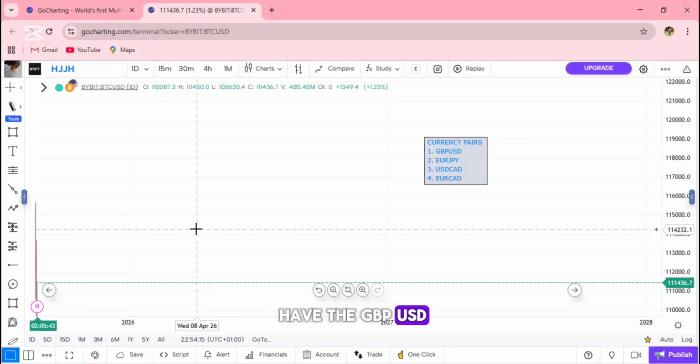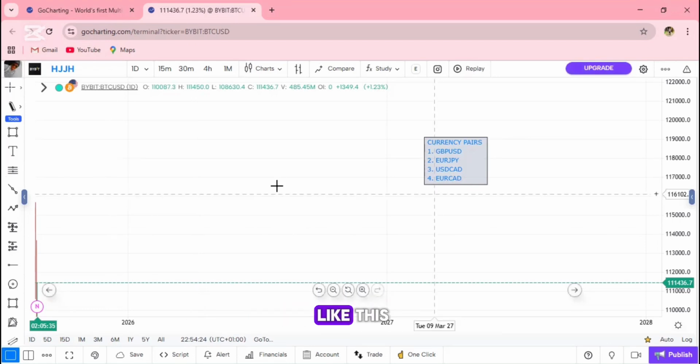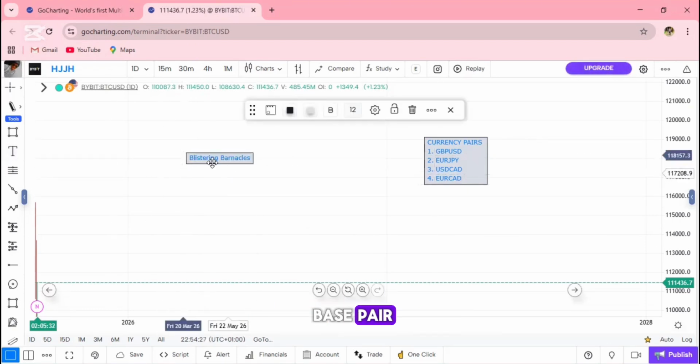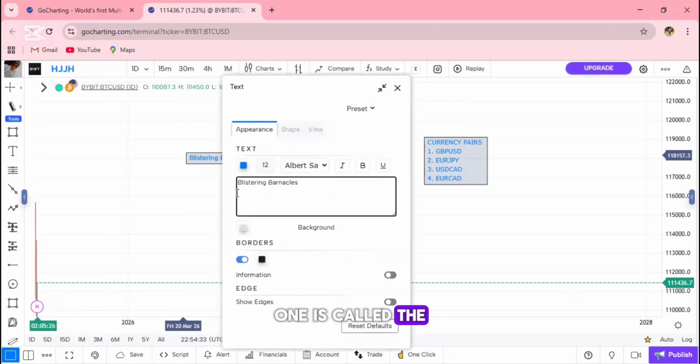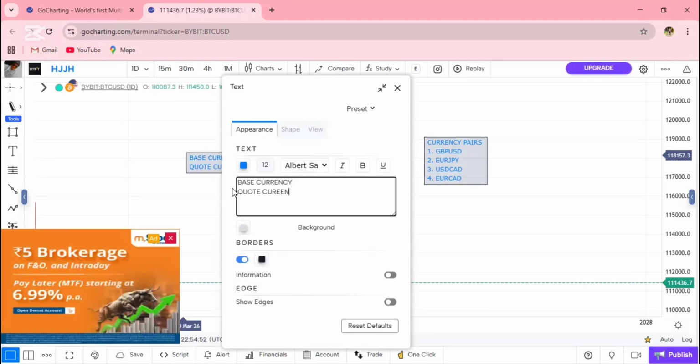So that means you have the GBP/USD, you have the GBP, and you have the USD. This is two currencies coming together. So when we have two currencies like this, one is called the base currency, while the second one is called the quote currency.